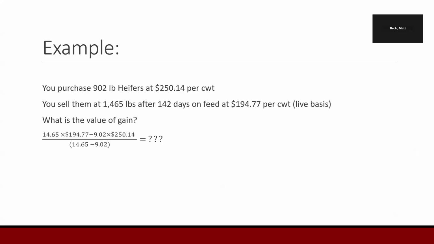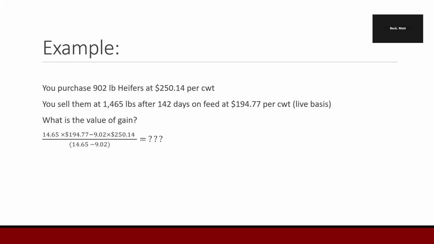Okay. All right, here's an example. We have a 902-pound heifer that we bought at $250 per hundredweight. Okay. We sell them at $1,465 per pound. They were on feed for 142 days, and we sold them for $194.77 per hundredweight. Okay. What's the value of gain for that animal?